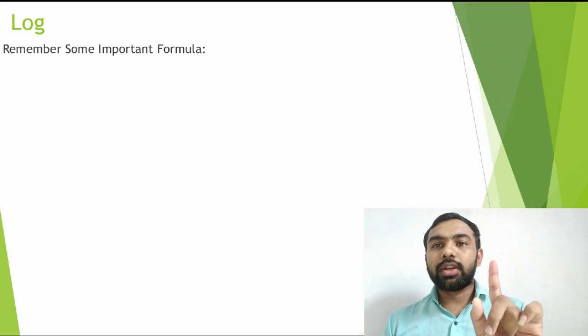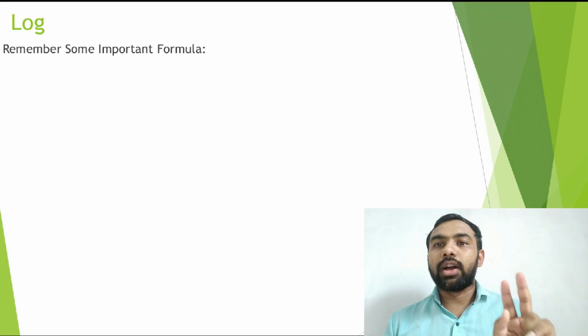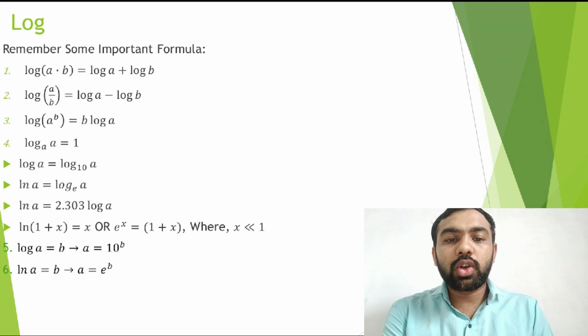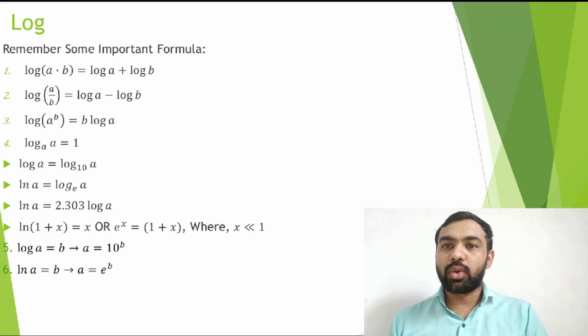So we have two types of log. One is log and the second is ln. Let's see, remember some formulas for this log. So the first formula is what? log(a × b) is equal to log a plus log b.